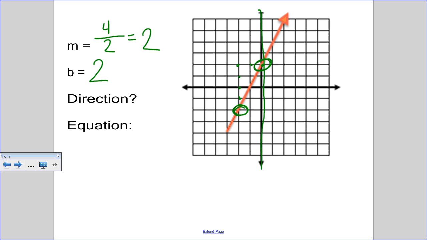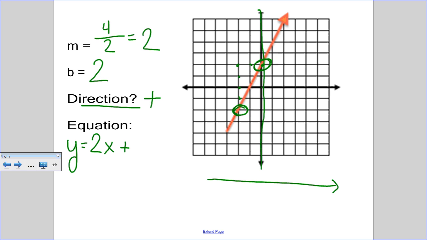Now I need to look at the direction of my graph. Is my graph going up as I read from left to right, or is it going down? That's right, it's going up, so it is a positive slope. It's a positive direction. Now if I filled in my equation, it was y = mx + b. You said our m was 2 and our b was 2. So if we would write the equation of this graph, it would be y = 2x + 2.